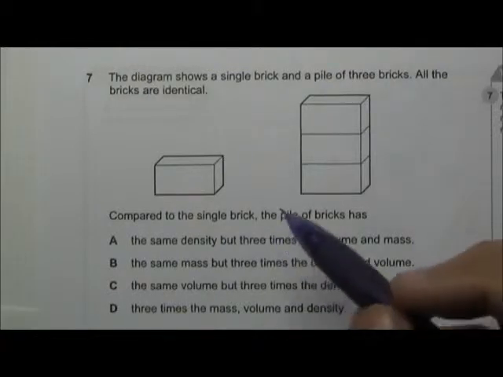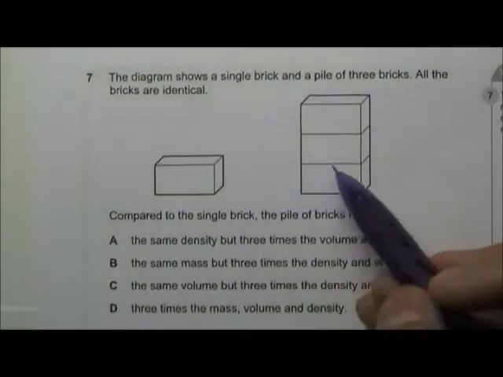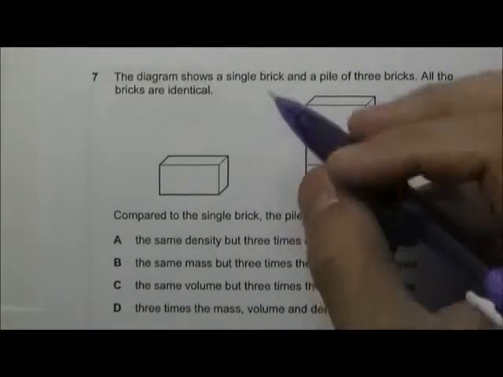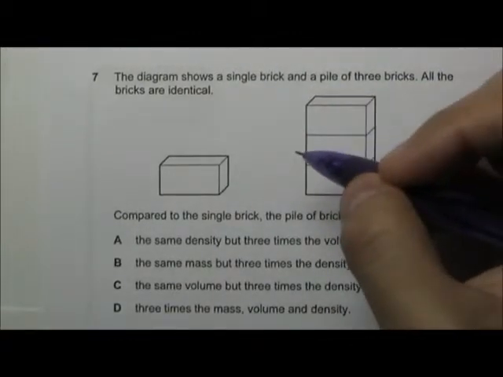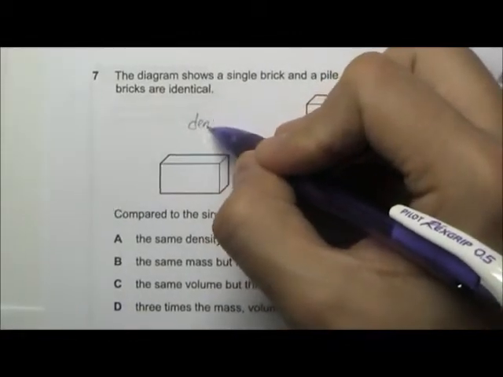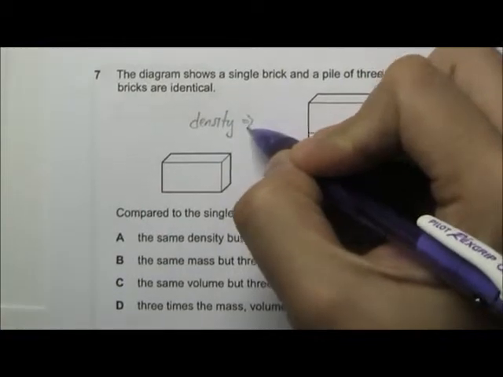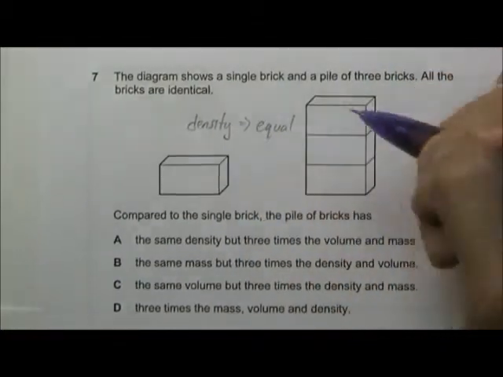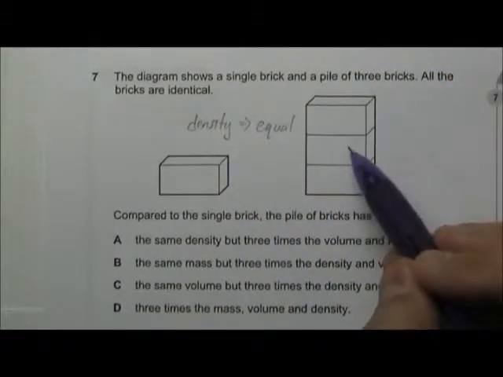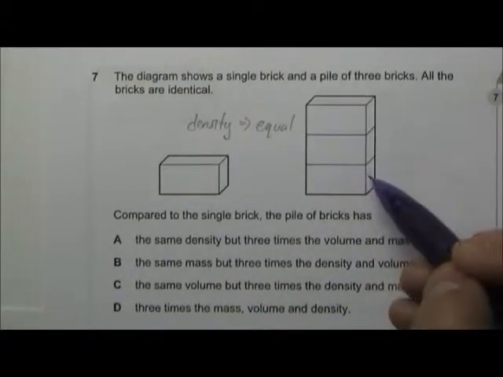Okay, in this question we are comparing a single brick and a pile of 3 bricks. Since they are made of the same material, we can conclude that the density must be equal. Okay, and since there are 3 bricks here compared to 1, the volume is 3 times, and the answer should be A.